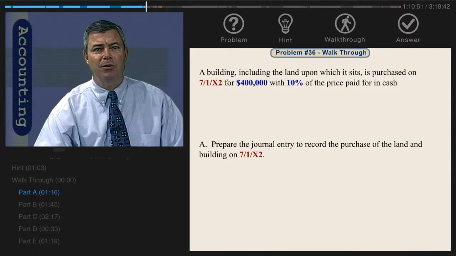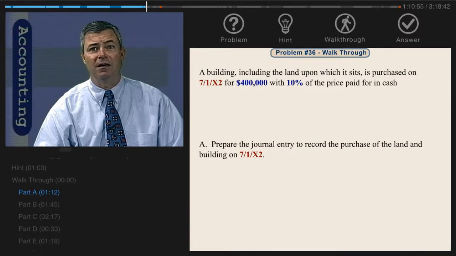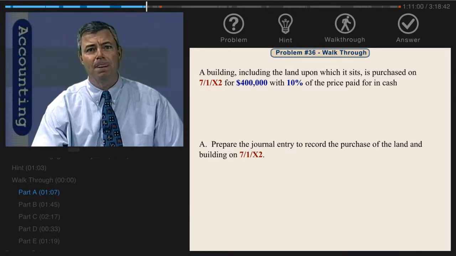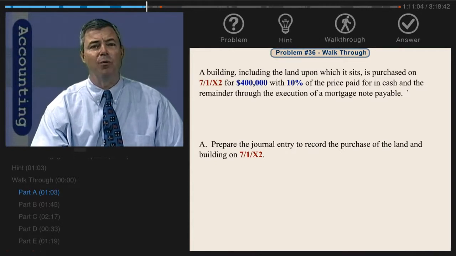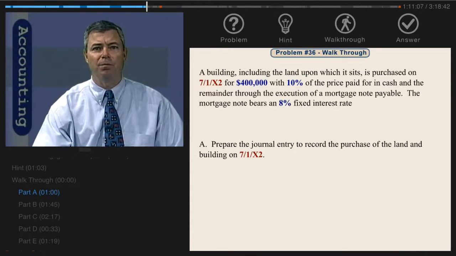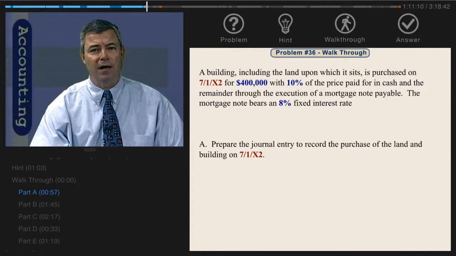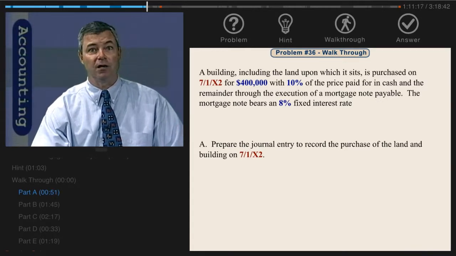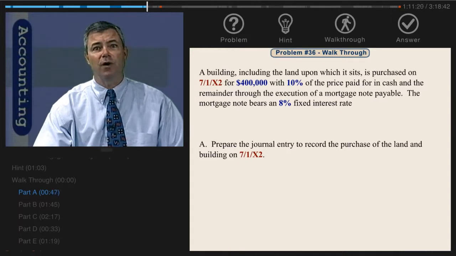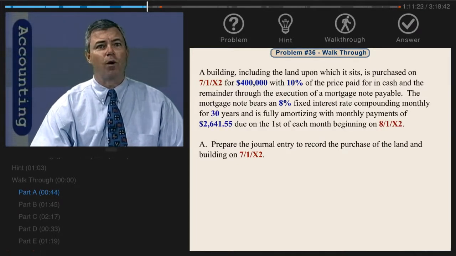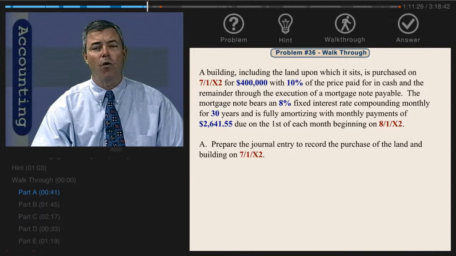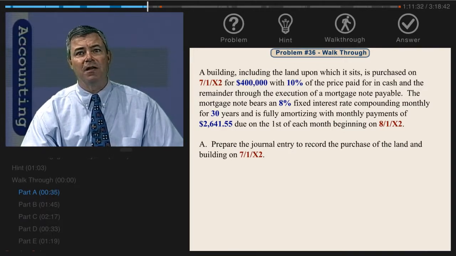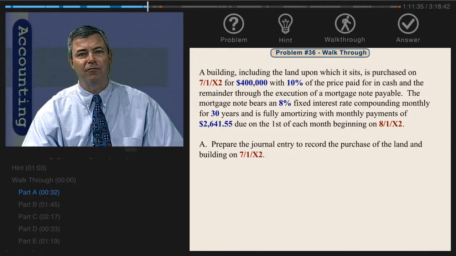They figure that about 10% of that price is paid in cash, and so $40,000 is actually paid with a cash down payment, and the remainder is paid through the execution of a mortgage note payable. This mortgage note bears an 8% fixed interest rate. Now, it doesn't say annual interest rate, but we'll assume that because you'll just assume it's an annual interest rate unless stated otherwise. And this interest rate compounds monthly for 30 years and is fully amortizing over that 30 years with monthly payments of $2,641.55. That's due on the first of each month after the date of purchase.